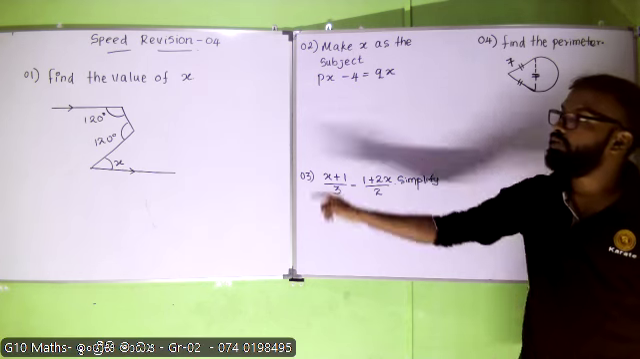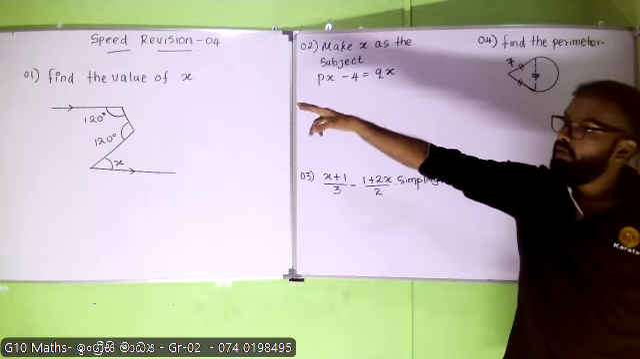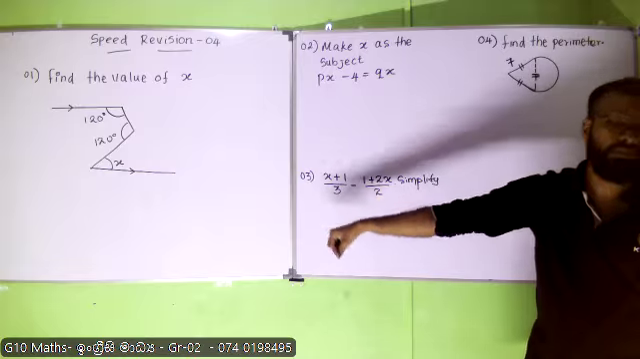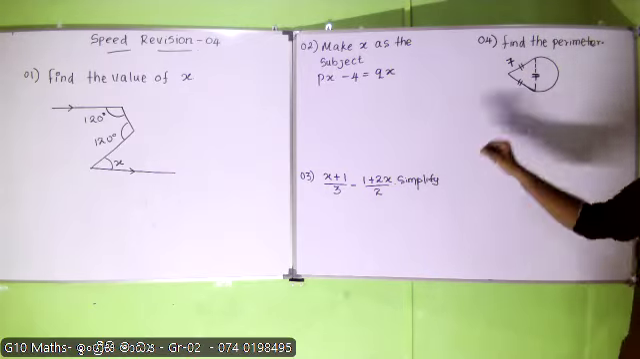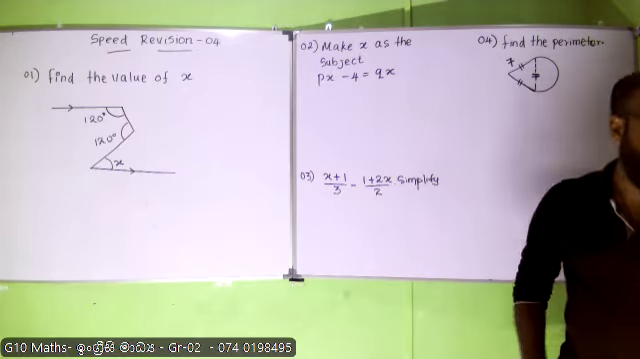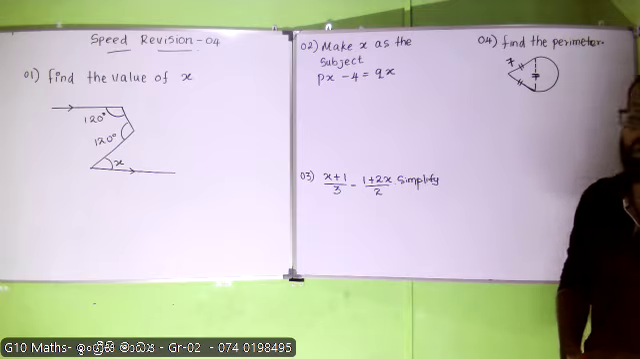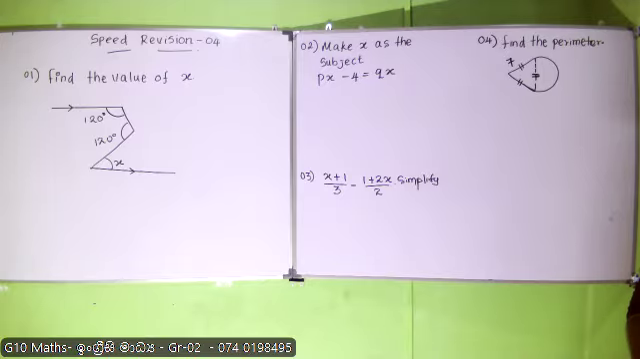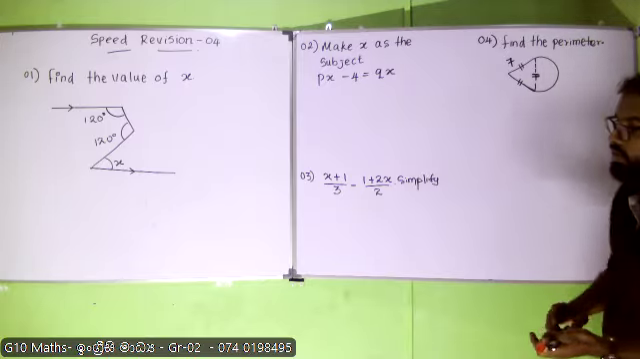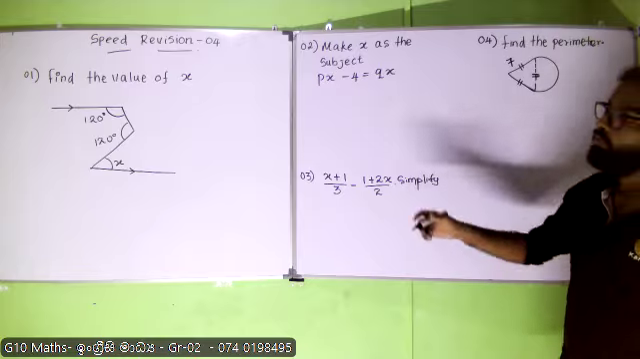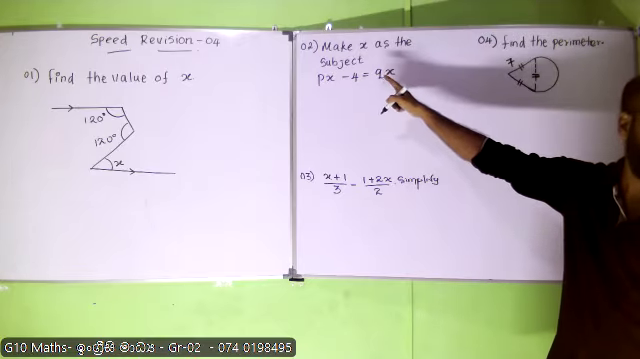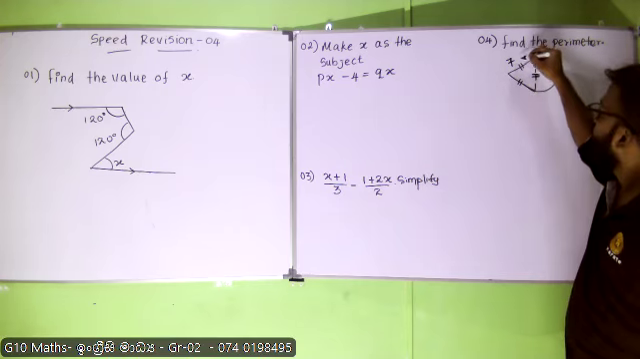So this is speed revision 4. Write the question and at the same time answer the question. Here you have 4 questions. I will give you 1.5 minutes to complete. If you do not know how to do the first one, then skip it. Then go to the second, third, fourth.